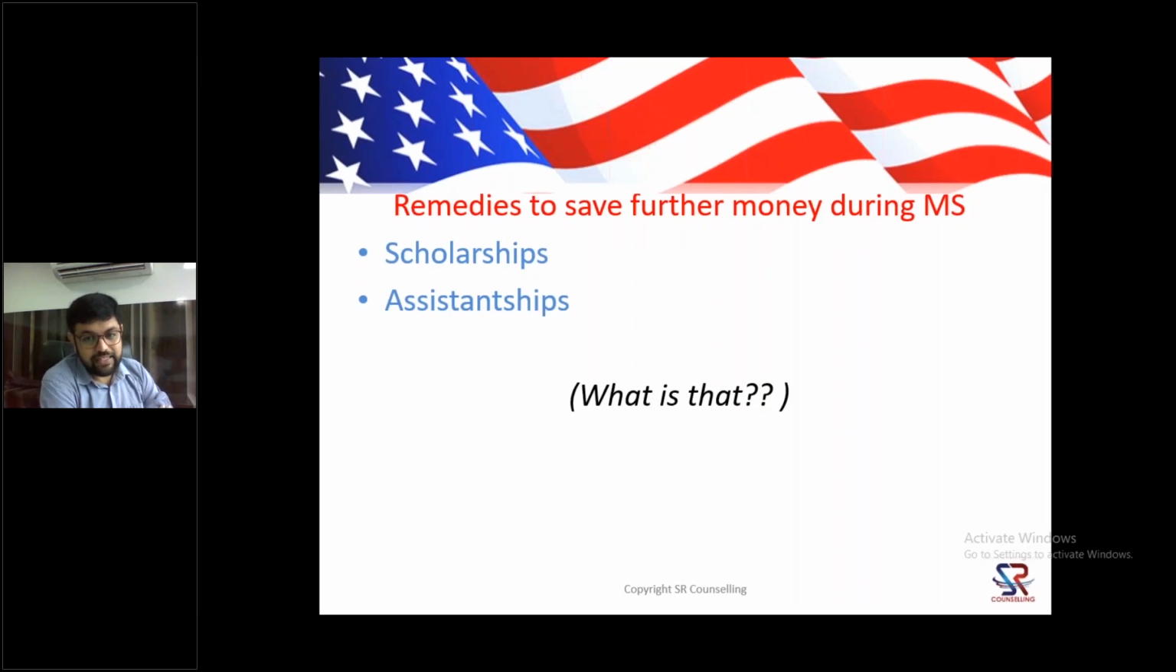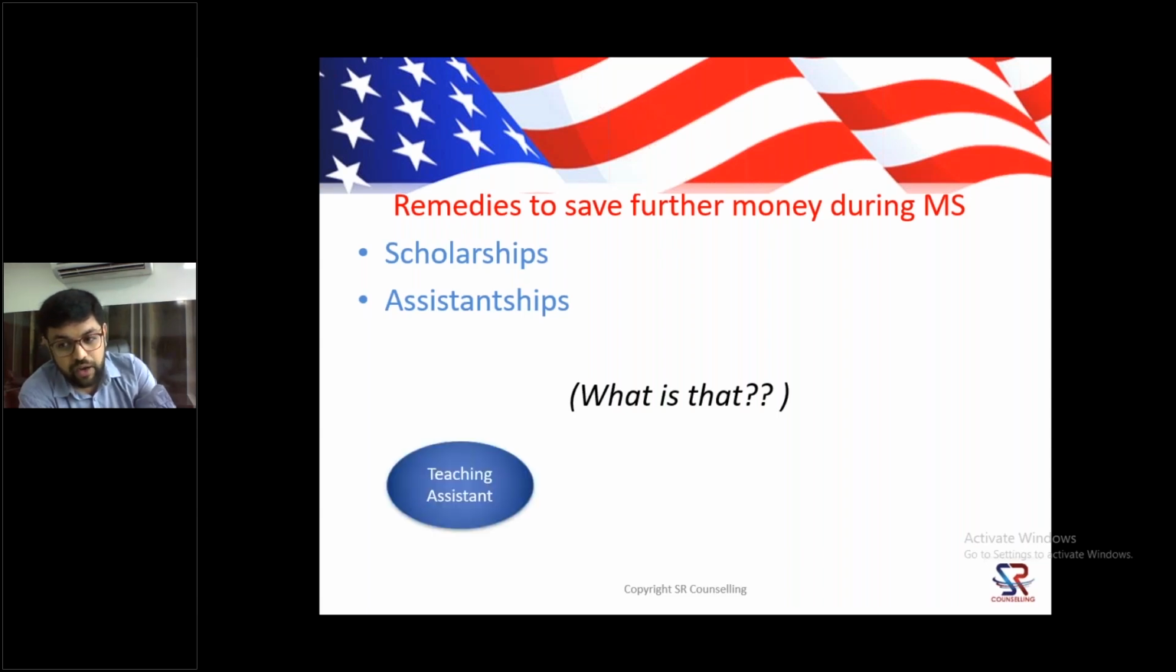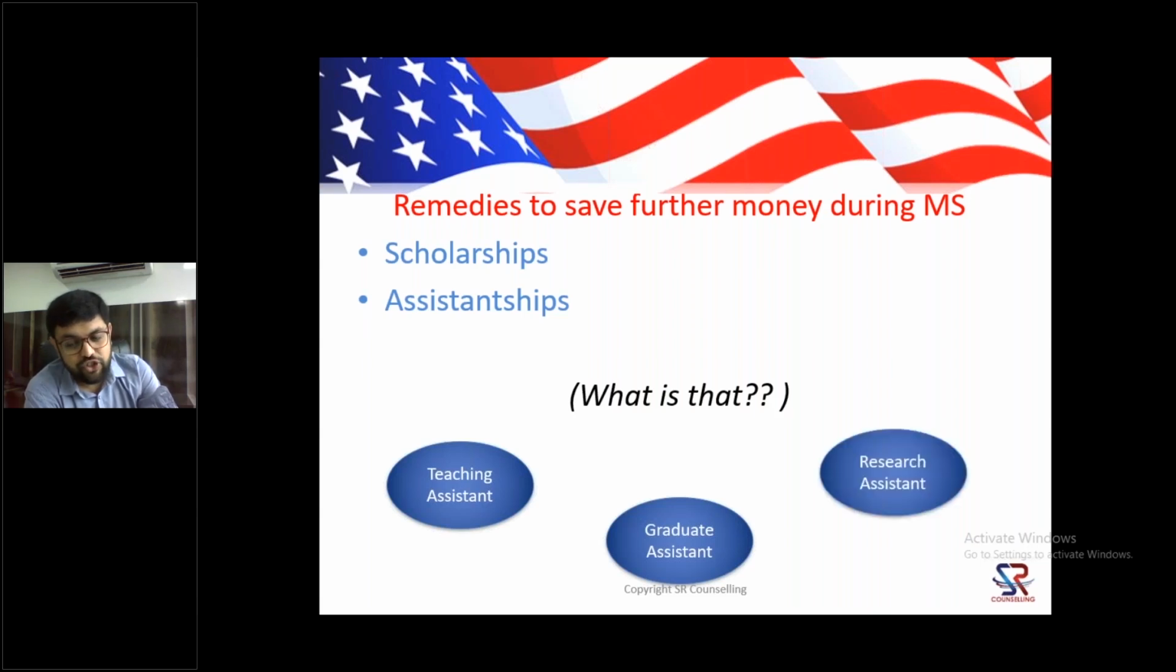And even if they do give, they would give somewhere between 2 to 3 lakh or a maximum of 5 lakhs. Now that, in comparison to what you can get in assistantships, is very negligible. If you get an assistantship, let's first understand what an assistantship is and how to get one. There are 3 different types: the teaching assistantship, the research assistantship, and the graduate assistantship.